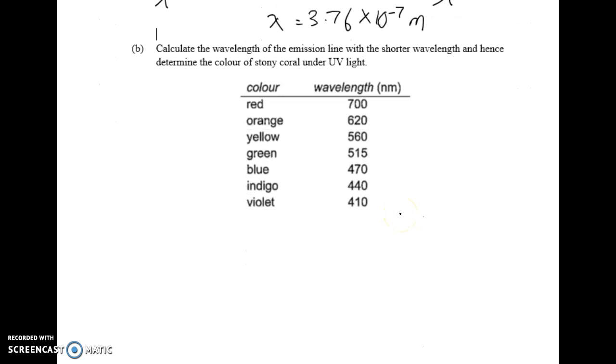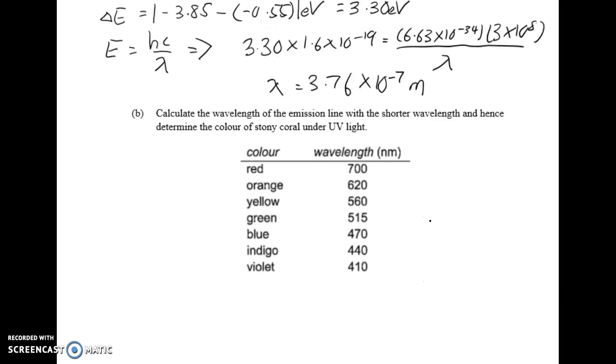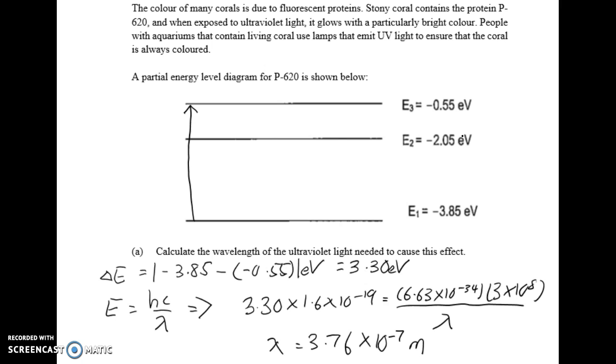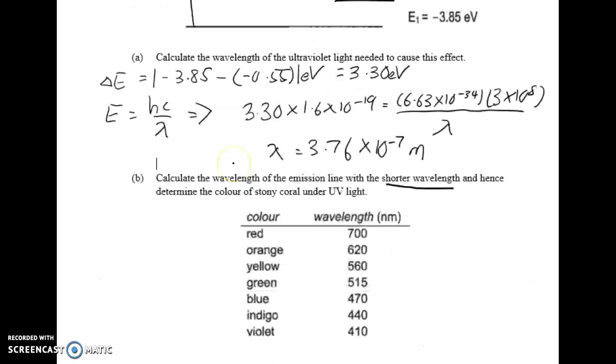And B, you have to calculate the wavelength of the emission line with the shorter wavelength, and hence determine the color of the coral under the UV light. Shorter wavelength, so you have to find the difference in energy. In these two states, E3 and E2 will be 1.50 eV. Here, E2 and E1, 1.80 eV. Shorter wavelength means that you have more energy, so definitely we are referring to 1.80 eV.